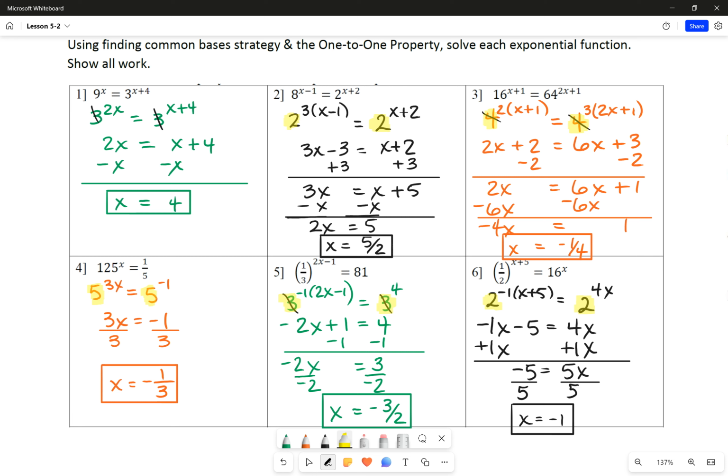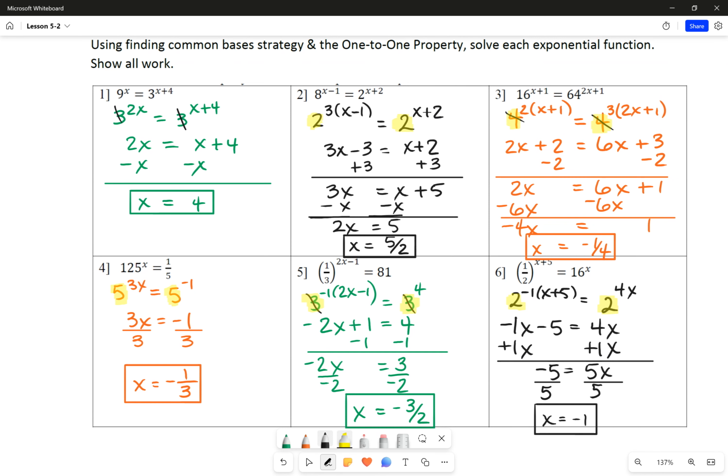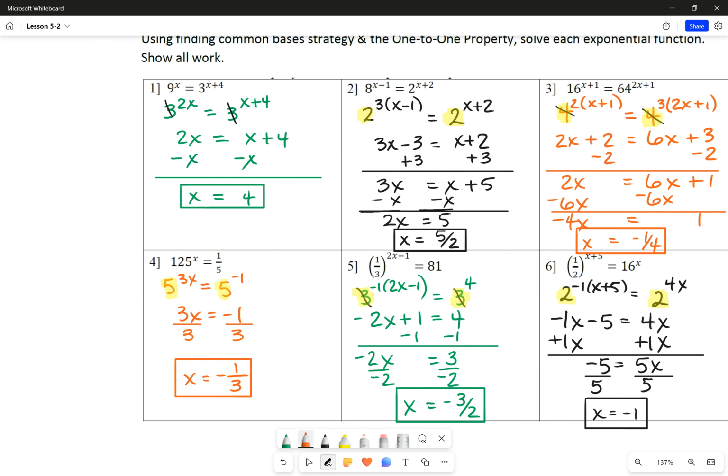Some reminder properties, when you have problems such as number 4 where there is a fraction, right? If you have a 1 over a to an exponent, a is the base. You can rewrite as a to the negative m.